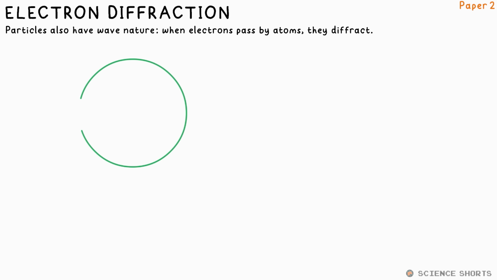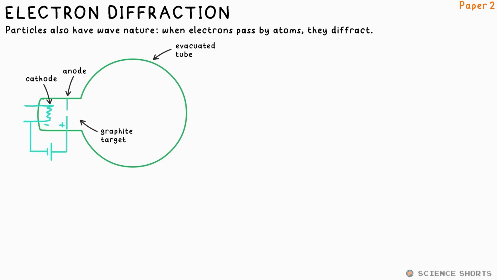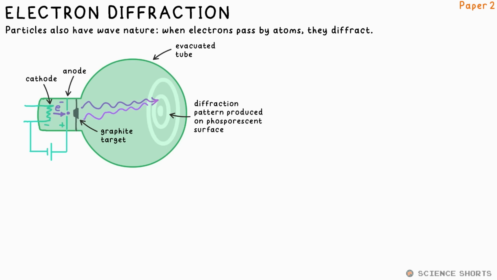So, light acts like a particle, but any particle can also act like a wave. If we fire electrons at a graphite target in an evacuated tube, we see rings forming on the phosphorescent screen behind. The only way that this would be possible is if the electrons are diffracting as they pass by the graphite atoms and producing an interference pattern with maxima, bright rings, and minima, dark rings. Electron diffraction is the evidence that particles also have wave nature. More on diffraction in waves, of course.